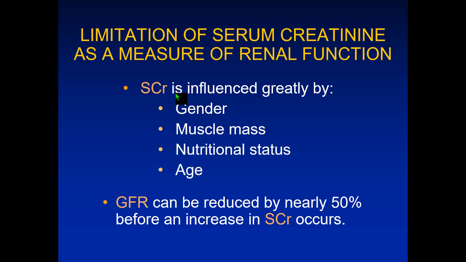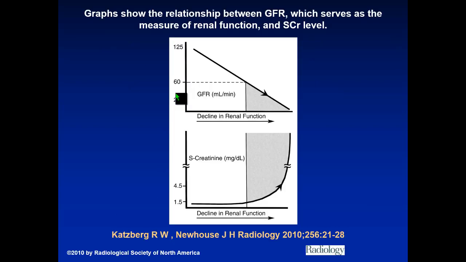And in fact, GFR can be reduced by nearly half before we begin to see an increase in serum creatinine. And that's shown very nicely in this graph. On the top, we see the decline in renal function as it relates to a linear decrease in glomerular filtration rate. But notice that once we get to a GFR of 60, it's not until that point, when we've lost about half of our renal function, that we begin to see the serum creatinine become elevated, and that goes up markedly as GFR decreases.